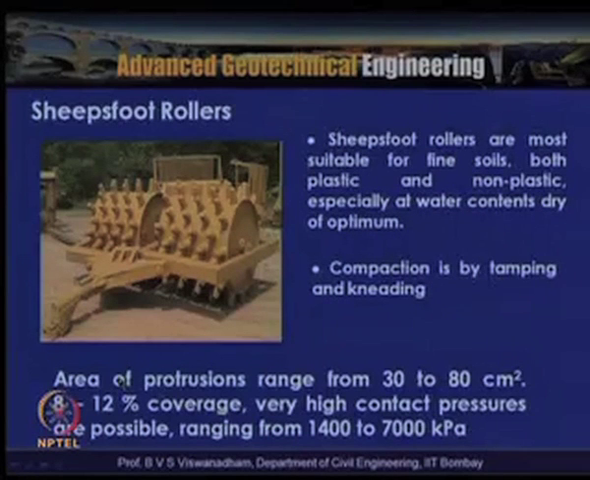The area of protrusions ranges from 30 to 80 square centimeters, with 8 to 12% coverage, and very high contact pressures are possible, ranging from 1400 to 7000 kilopascals. As we have discussed in previous lectures, in order to compact fine grained soil, a higher amount of static pressure is required to push the clay particles closer. So sheep's foot rollers are used. The significance of the protrusions is to induce high contact pressures.